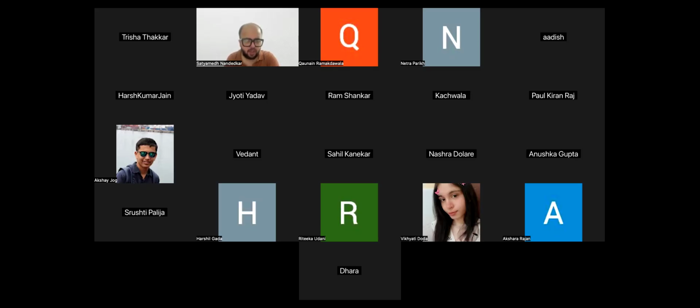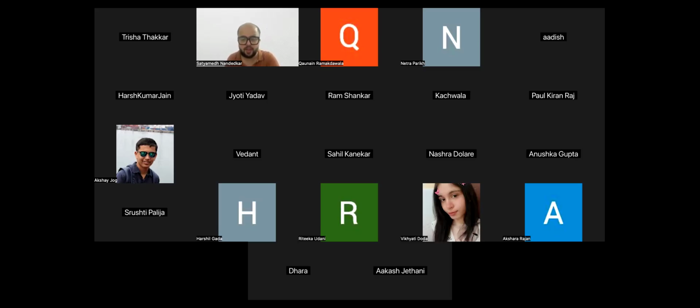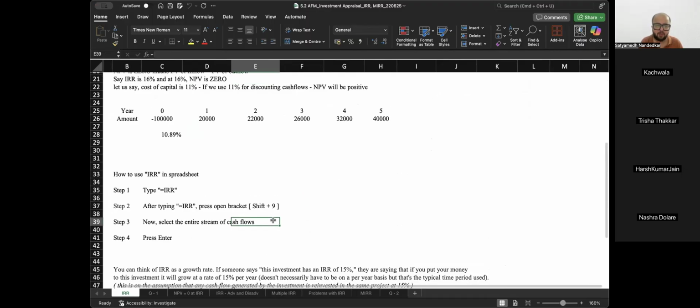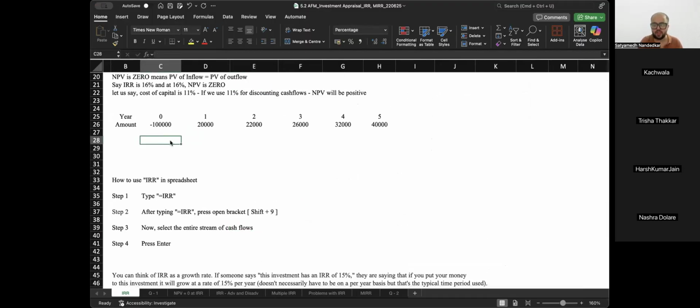Okay. Now, in your exam questions, sometimes they might even ask you to calculate the internal rate of return or IRR. The logic and calculation of IRR is a separate point. If you have to calculate IRR in the spreadsheet, it's very simple. Write equals IRR, press tab, take all the cash flows and close the bracket and press enter. You will get the IRR value. And if this IRR is greater than the cost of capital, you accept the project. If this IRR is lower than the cost of capital, then you reject the proposal.